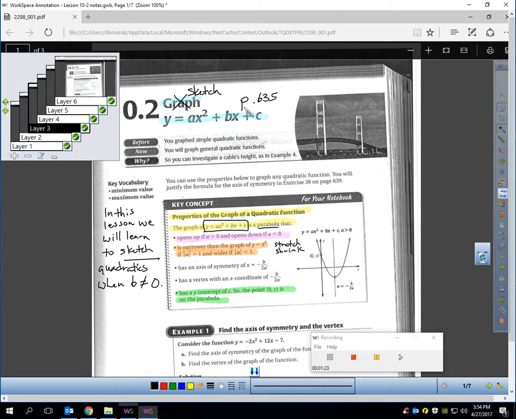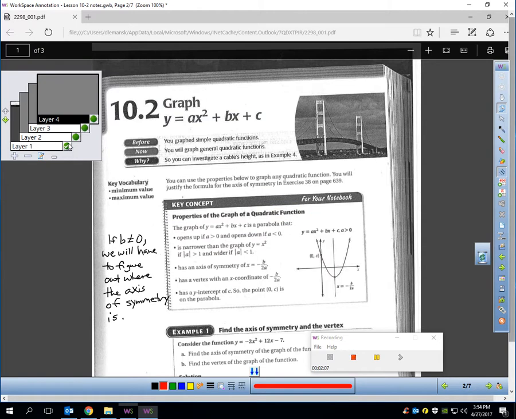Now remember, in the last lesson, if b is 0, the axis of symmetry, and let me draw it right on here, if b is 0, the axis of symmetry is right on the y-axis. In this lesson, b is not 0. That means the axis of symmetry is moving. Now, how do we figure out where it's moving? We're going to have to figure it out by doing the following, where there's a little formula. Use this formula to find your new axis of symmetry.